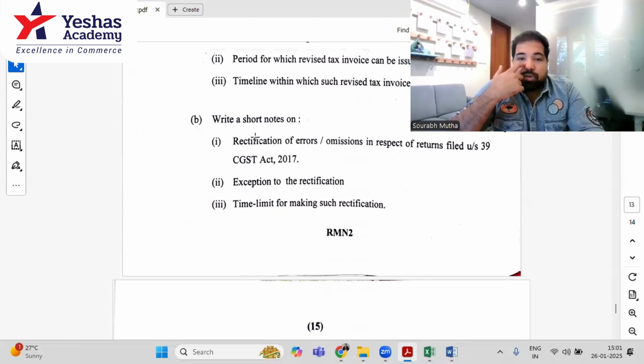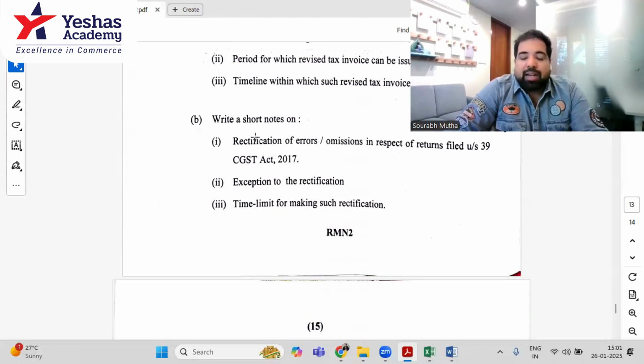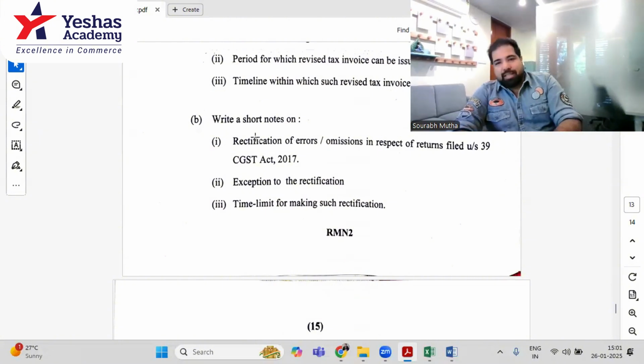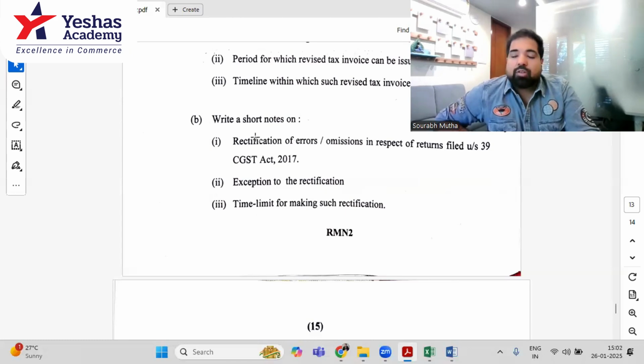Can you rectify the errors once a return has been filed? No, you cannot rectify the errors once a return has been filed. That is not allowed under section 39(9). They say that errors cannot be rectified. But are there some exceptions? Yes. In the month you discover the errors or omissions, you can include them in that month's return. But if there is some tax that is payable, you'll have to pay it along with interest.